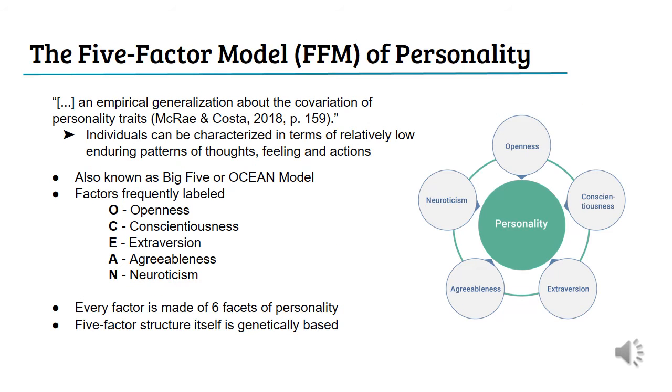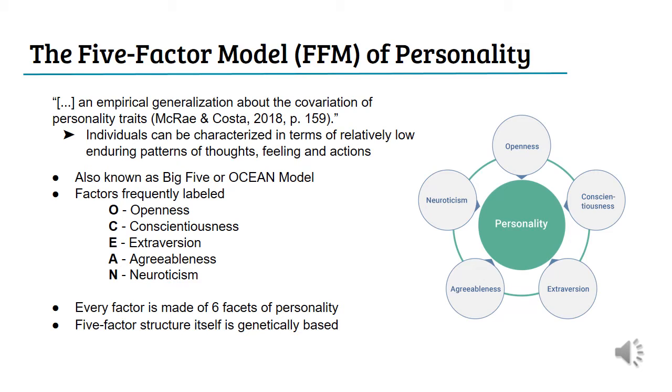I'm talking now about the five-factor model of personality. The five-factor model, or short FFM, has been defined by McCrae and Costa as an empirical generalization about the covariation of personality traits. The five factors are frequently labeled neuroticism, extraversion, openness, agreeableness, and conscientiousness. The FFM is the most widely accepted solution of describing the trait structure, which means finding a simple and effective way to understand relations among traits.